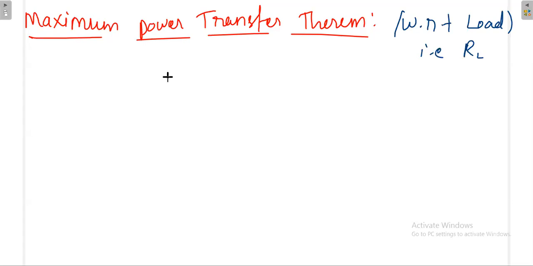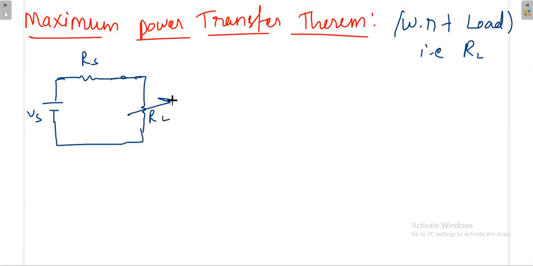Now say for example, this is RS, this is Vs, and then this is your RL. Now they'll put an arrow mark like this. That means your RL is variable, because you cannot vary RS. Mostly RS is associated with the battery, that is the series resistance.